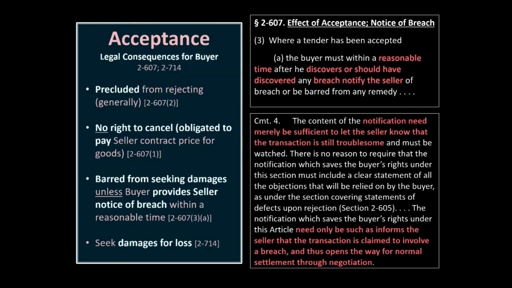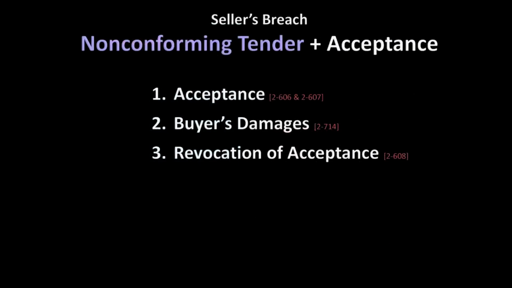So in this video, we examined first what constitutes an acceptance of the goods by the buyer, and then what are the consequences of the buyer's acceptance? What are the parties' respective rights, obligations, and remedies? Contrasting those rights, obligations, and remedies to the situation where the buyer rejects the seller's nonconforming tender. In the next video, we will look more closely at the buyer's damages where she elects to accept a nonconforming tender by the seller.